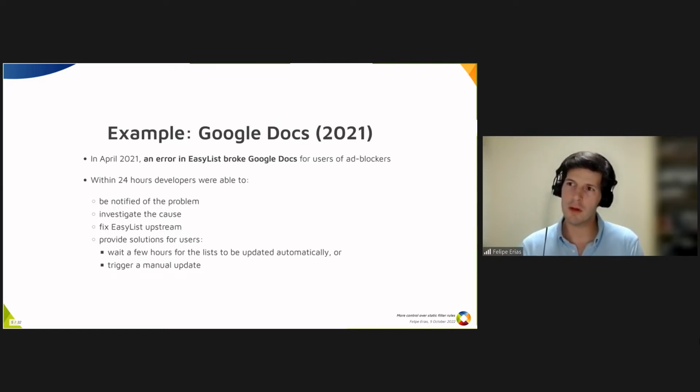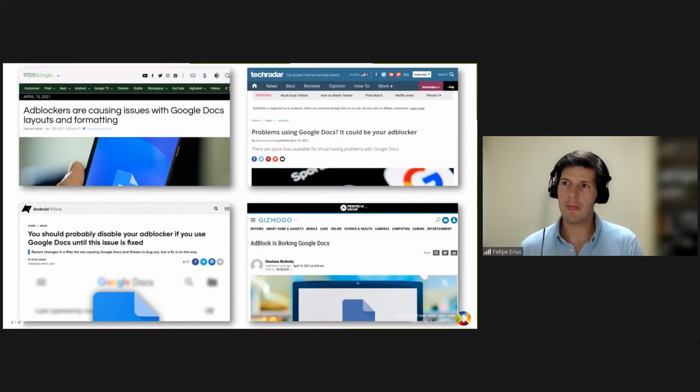And within 24 hours, the extension developers, the blocker developers, were able to be notified of the problem, identify the cause, fix it upstream, and then provide solutions for the users, because either the users could wait for the filter list to be updated automatically, or they can also even trigger a manual update. And so it happened very quickly. It was a pretty visible problem, and there were some headlines like, blockers are causing issues, disable your blocker, etc., because of course it directly impacts the way a lot of people work nowadays.